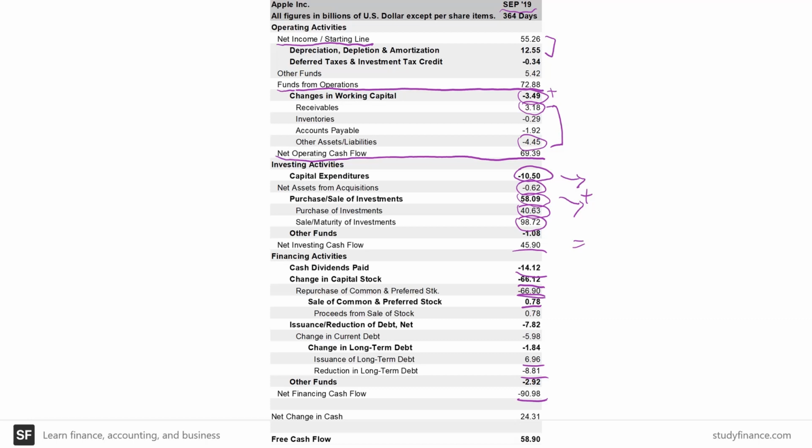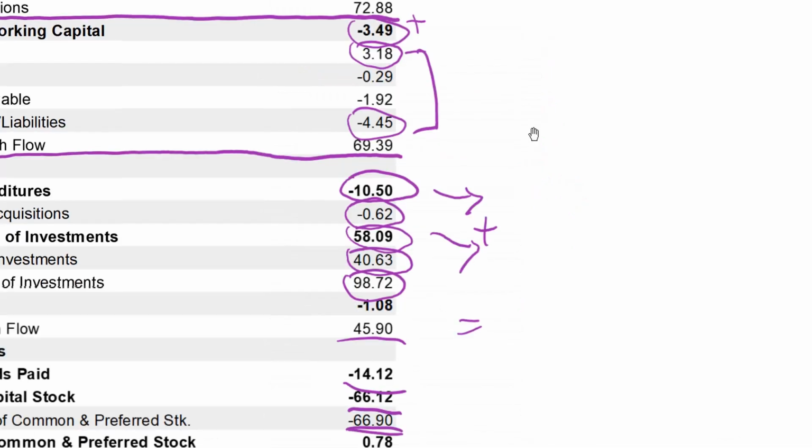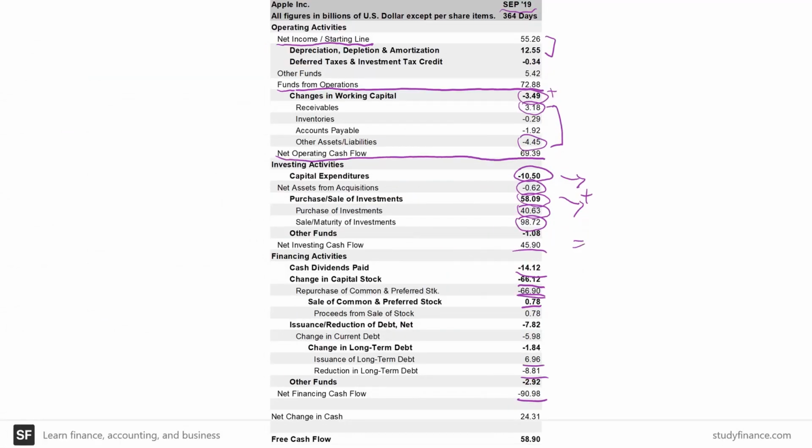Cash from operating activities right here, plus cash from investing activities, plus cash from financing activities gets us to a net change in cash of 24.31 billion.